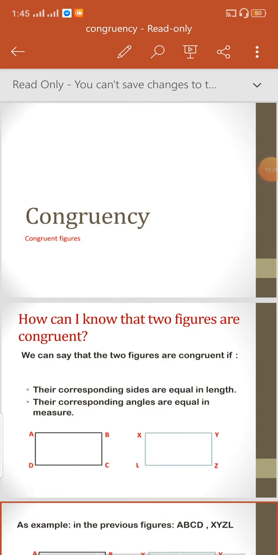I hope you understand the congruency. Let's review our lesson again. We said that when I want to say two figures are congruent, that means I want to mention two conditions. How can I say that two figures are congruent? That the corresponding sides are equal in length and the corresponding angles are equal in measure.